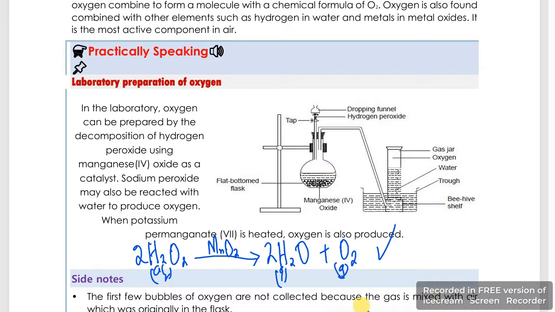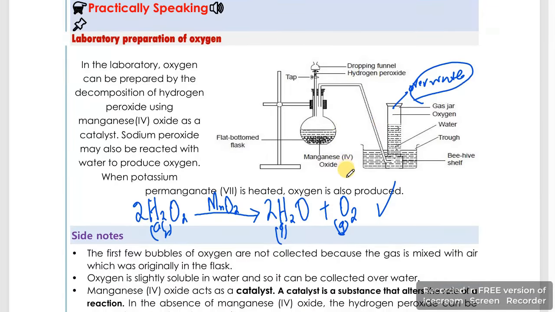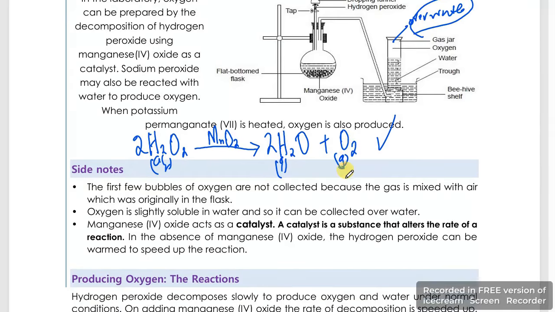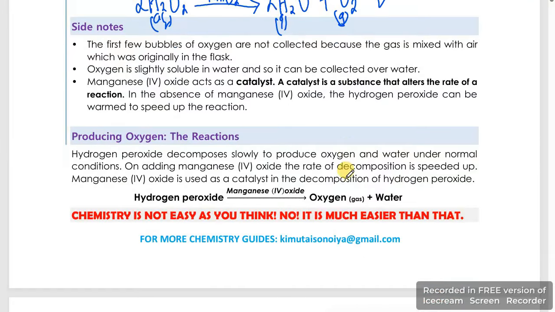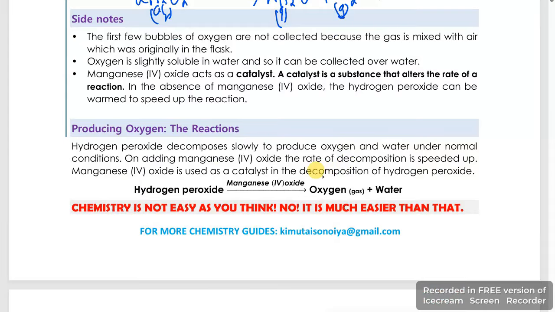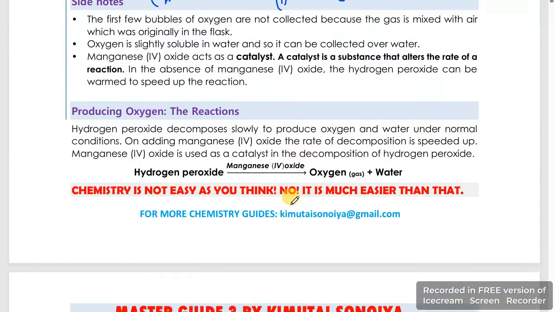Now the gas is collected by the over water method. Why is it collected in this method? Because oxygen is almost insoluble in water, or slightly soluble in water, therefore it is collected in this method. This is the equation, the word equation in Form 1, but I have written the chemical equation for that.